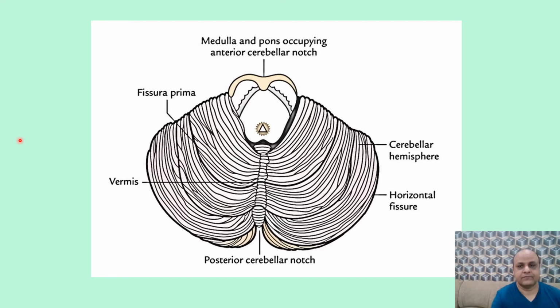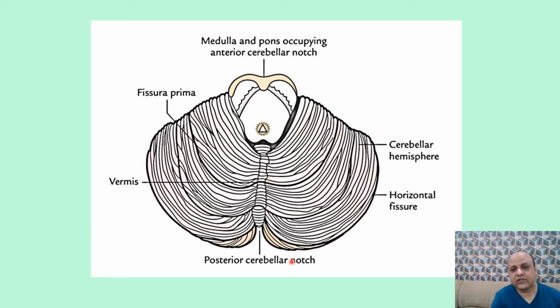So, then cerebellum has got fissures. So fissures you can make out here. One is this primary fissure which is on the superior surface, and this primary fissure is the one which is separating the anterior lobe of cerebellum from the middle lobe of cerebellum.